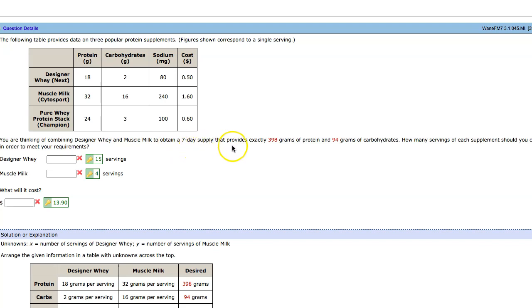We wanted 398 grams of protein and 94 grams of carbs. The 7-day didn't really kick in; we didn't really use that. But this problem was a little harder, and we wanted to combine it. We only wanted designer whey and muscle milk. We didn't want anything to do with pure whey. So yeah, that was a little bit harder.